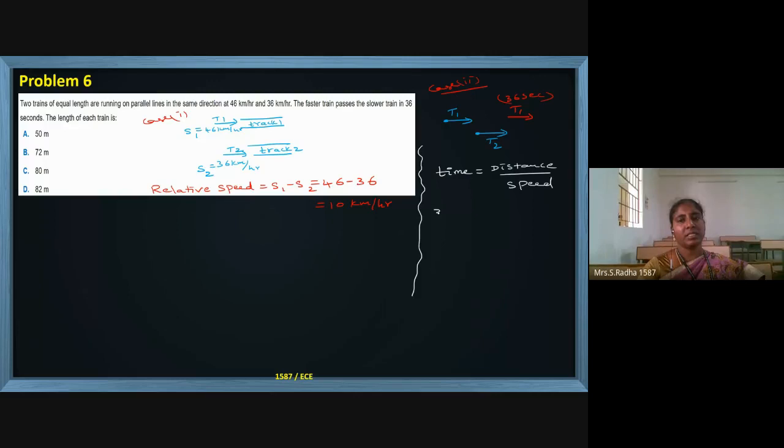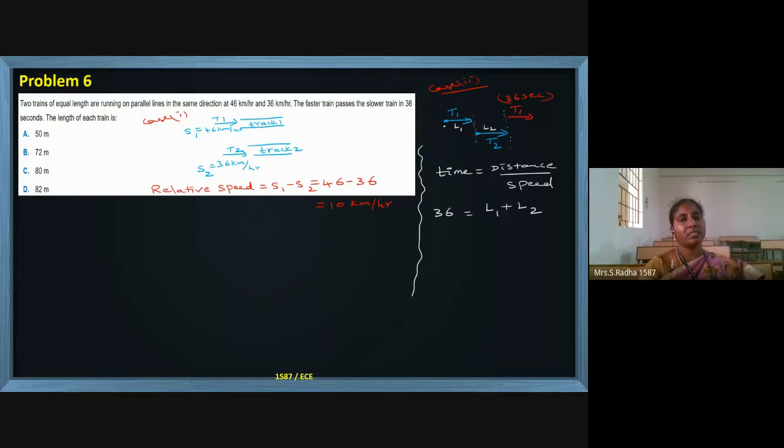Now the time taken is 36 seconds, already given. Distance means the length of the first train plus the length of the second train. If you see here, this is the length of the first train and this is the length of the second train. When it comes out of the second train, it has crossed completely. Here the head is touching the second train. Here the tail has come out of the second train.